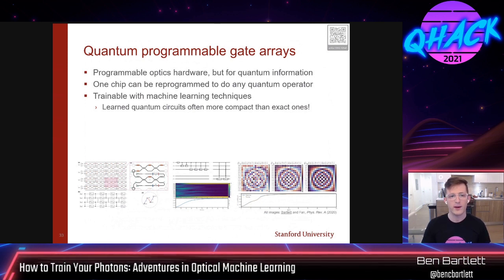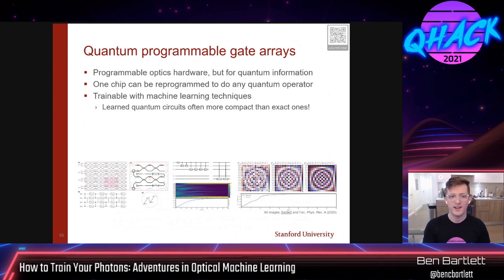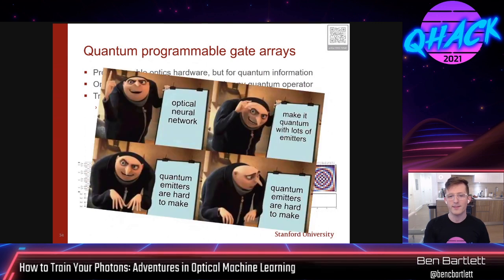Additionally, just like with optical neural networks, this chip is trainable with machine learning techniques. And oftentimes, the learned quantum circuits are much more compact than the exactly implemented one while maintaining very high fidelities. So basically, we've taken an optical neural network, we've added a lot of quantum emitters onto the chip, but now we run into the problem that quantum emitters are really hard to get right.